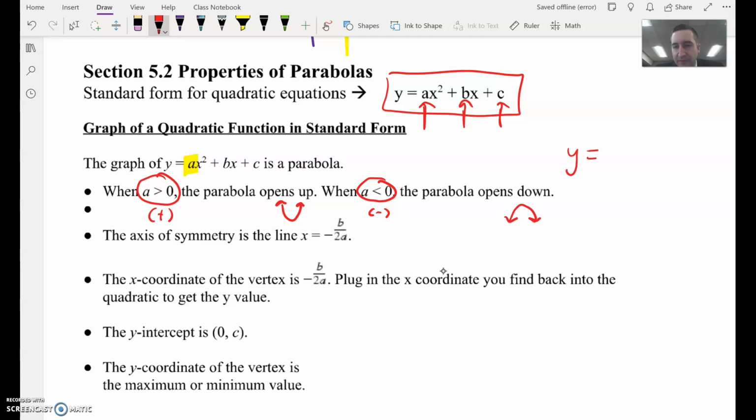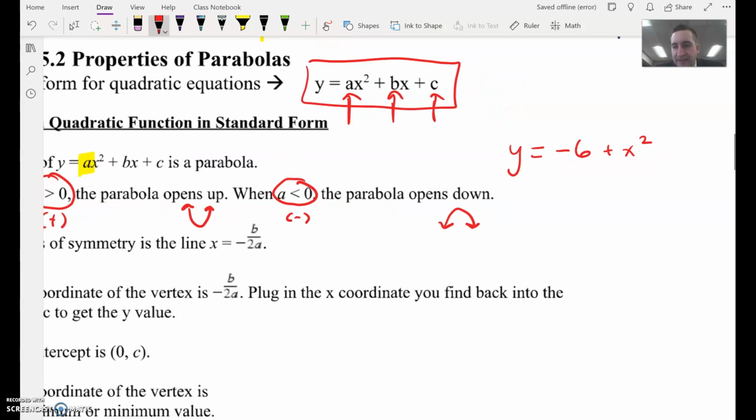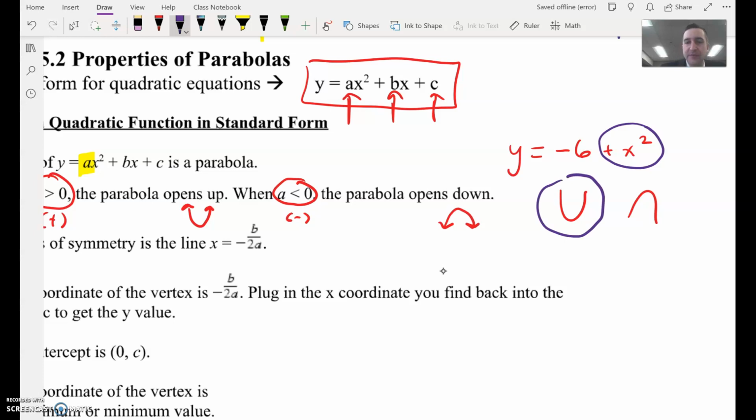So like if I said something like this, -6 plus x squared, and I said, does this parabola open up or down? What would you tell me? You might say, well, Smith, that's a -6, so it goes down. No. The only thing that matters is the squared term. And that is a positive squared term, which means it's opening up.